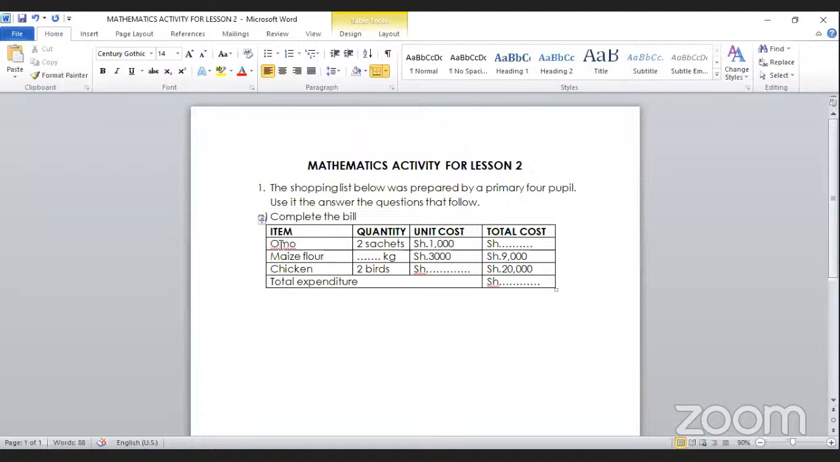So you have the items like Omo, you have items like maize flour, you have chicken. Those are the 3 items. Now, each item has its own quantity, has its own unit cost, and the total cost. For Omo, we have 2 sachets of Omo. But unit cost here means 1 sachet of Omo is 1,000. So how much will you pay for 2 sachets? So how do you complete this total cost for Omo?